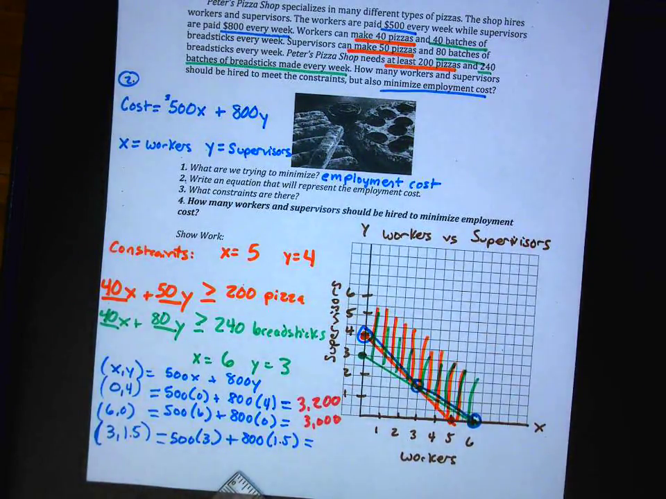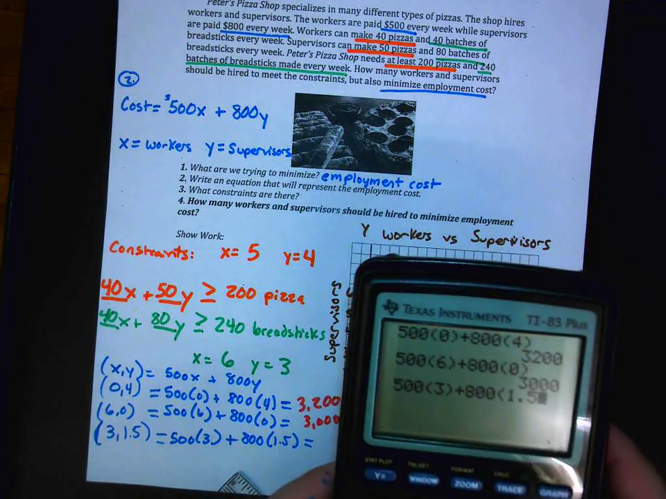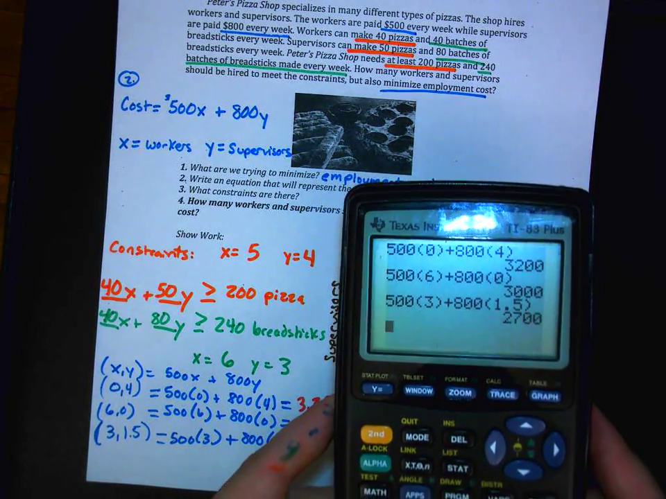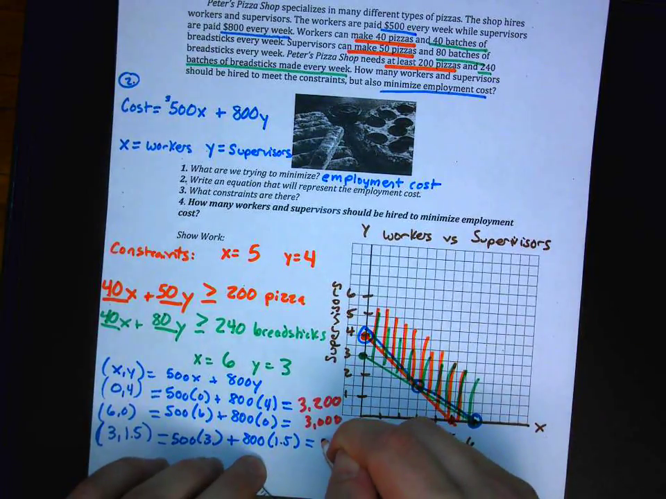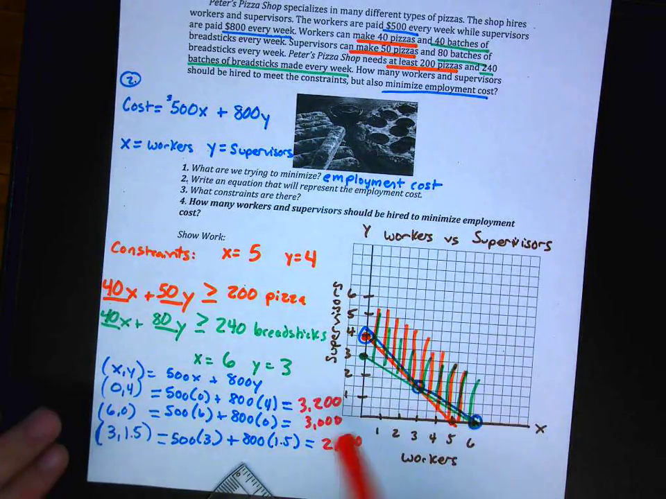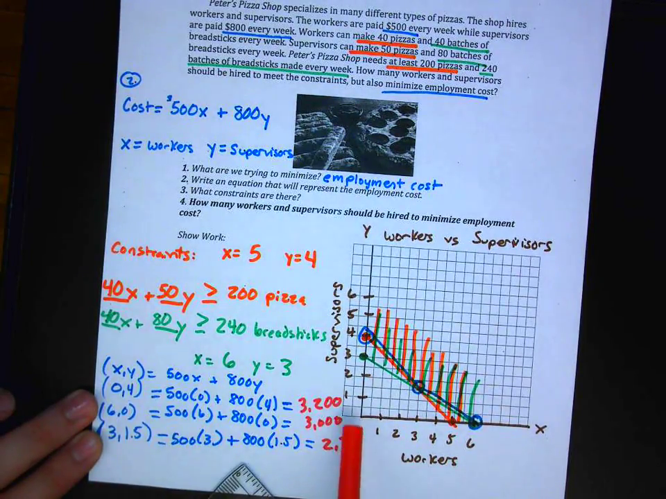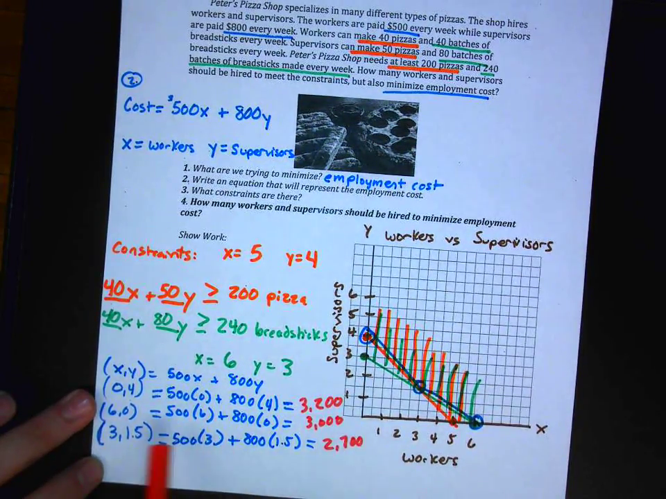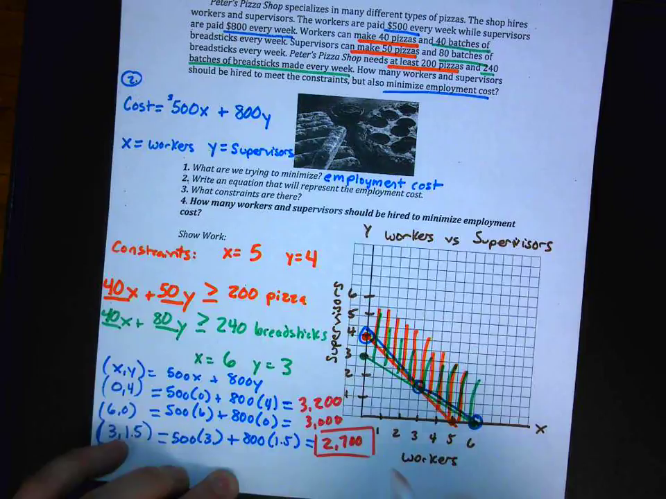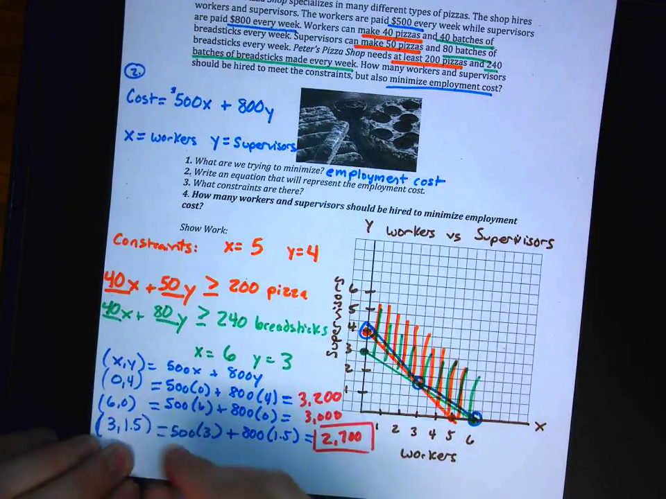If I plug in 3 workers and 1.5 supervisors, we should get $2,700. Now remember, we want to minimize the cost while still meeting these constraints. So looking at these, 0 workers, 4 supervisors will cost $3,200. 6 workers and 0 supervisors cost $3,000. But our minimum cost of 3 workers and I guess 1.5 supervisors would be $2,700.